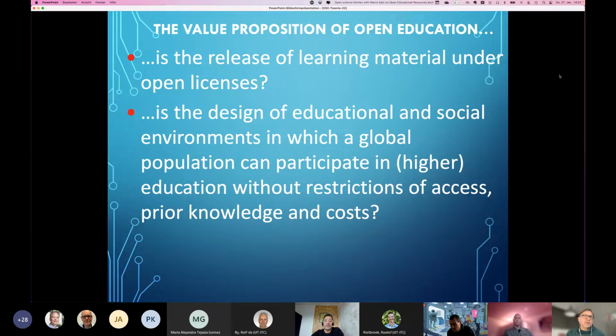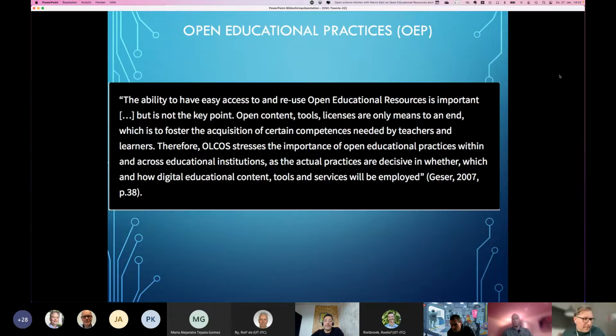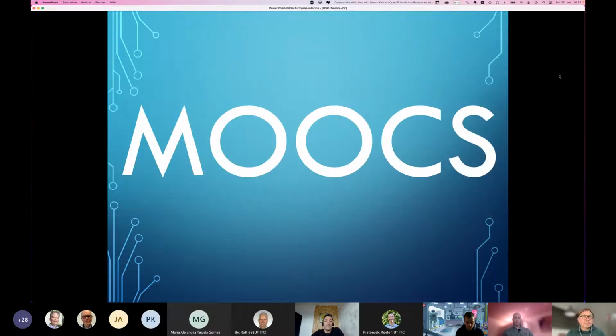And I want to build a bridge now to the other sub-community. And by the way, it's a little bit weird in the open education world that these communities are not so much integrated. So there are several literature studies that show that these are more or less two only very slightly connected communities in the research field. And with this quote of Guntram Geser, I want to take the bridge to the MOOCs, to the MOOC sub-community.